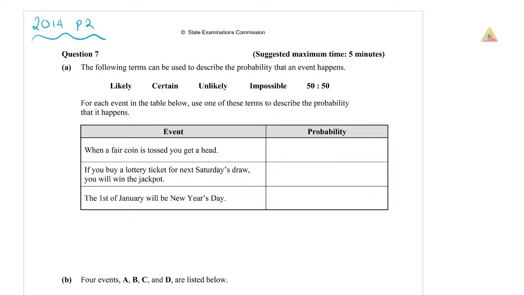So when a fair coin is tossed, you get a head. Now that is a 50-50 chance of happening. So that is going to be 50-50. If you buy a lottery ticket for next Saturday's draw, you will win the jackpot. Now that is unlikely, because the chances of winning the lotto are unlikely anyway, and winning with a lottery ticket for next Saturday's draw is very specific, so it's going to be unlikely for that one, unfortunately. And then the 1st of January will be New Year's Day. Now that is certain. The 1st of January is always New Year's Day, so certain is going to go into that box.